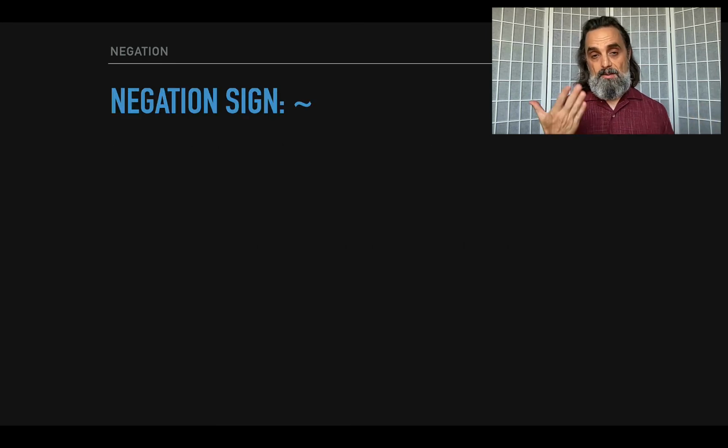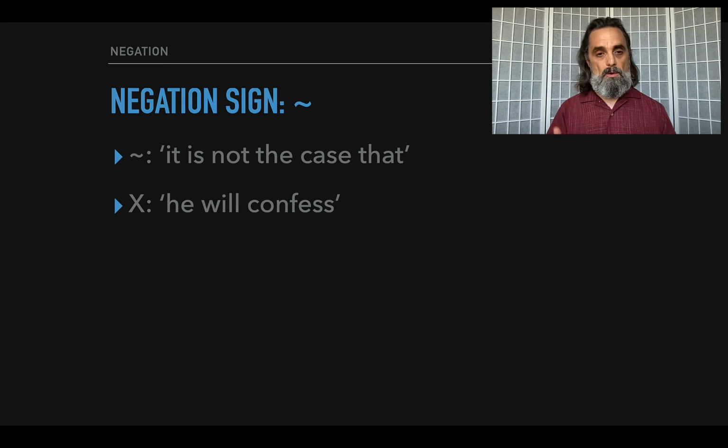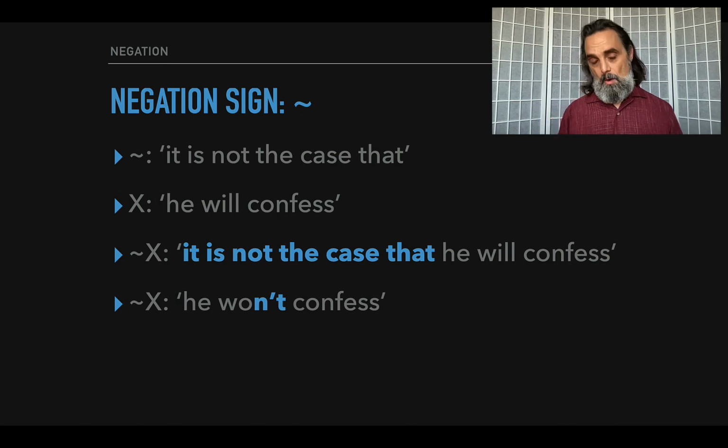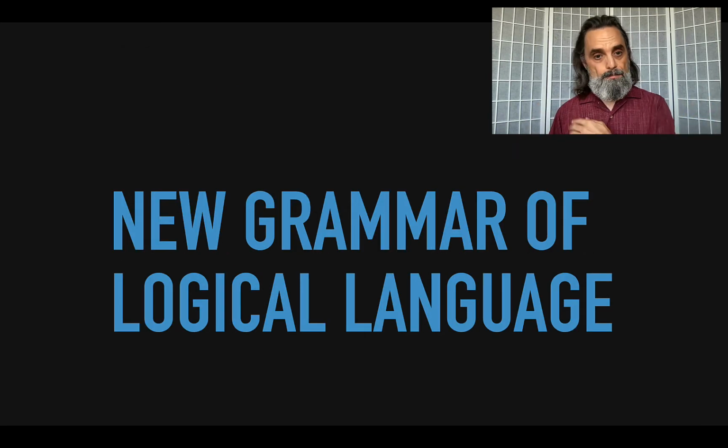So we're going to have a negation sign in our logical language. It's the tilde, although it doesn't go over ends and so on. We're going to see how it works, but it basically means "it is not the case that." And so if, for example, X symbolizes "he will confess," then negation X, or tilde X, symbolizes "it is not the case that he will confess." It could also symbolize "he won't confess." Those mean basically the same thing. They're different ways of saying the same thing. But in our symbolizations, we're not going to try to capture those grammatical differences. We'll just symbolize them both the same way, as negation X.